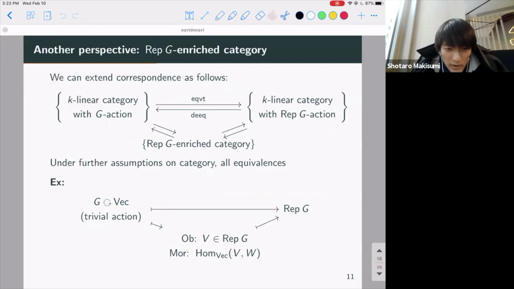There's another perspective on this that might be useful. I don't want to say too much about this, but again, this can be found in the same reference, the 4-author paper that I mentioned. It's very short. I mean, the part that deals with this is very short. You can actually add a third leg to this correspondence and consider categories enriched in rep G.